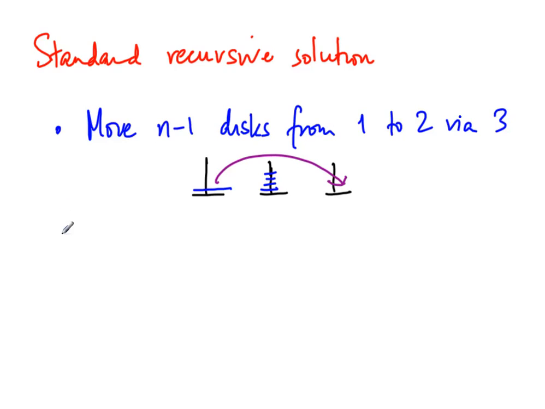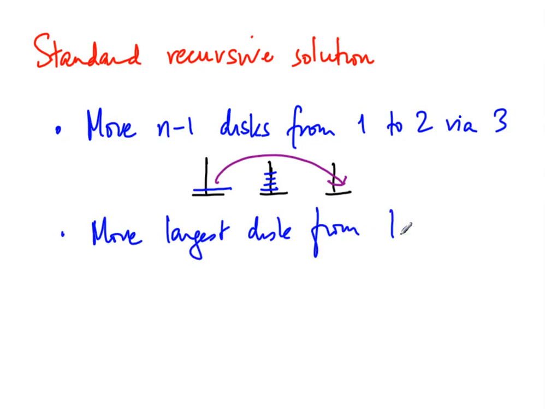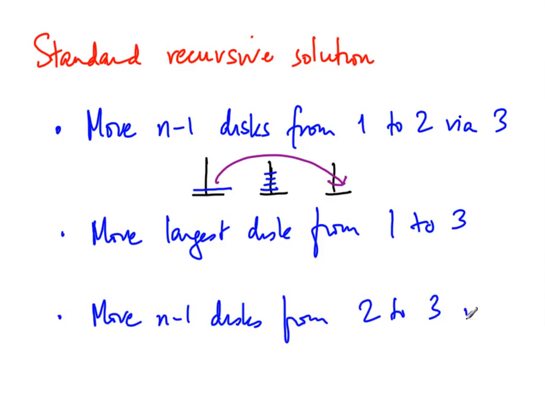So at this point you can move the largest disk from 1 to 3. And now you have another version of this n minus 1 problem. So you move n minus 1 disks from 2 to 3 using this, which is now empty, as your auxiliary. So the standard recursive solution says first move n minus 1 disks to the middle peg, then move the biggest one to the last peg, and then move these n minus 1 to the last one, again using the recursive solution.